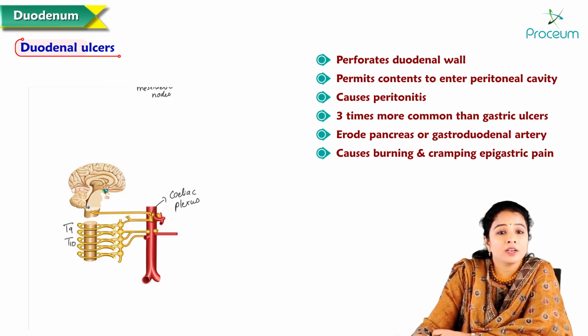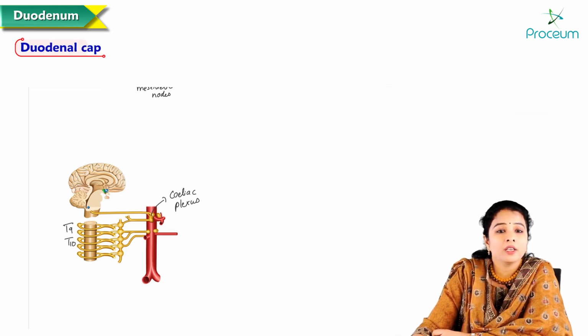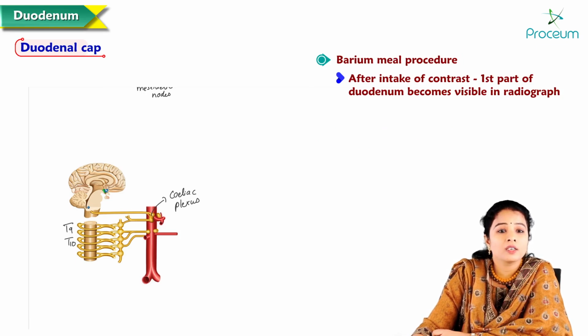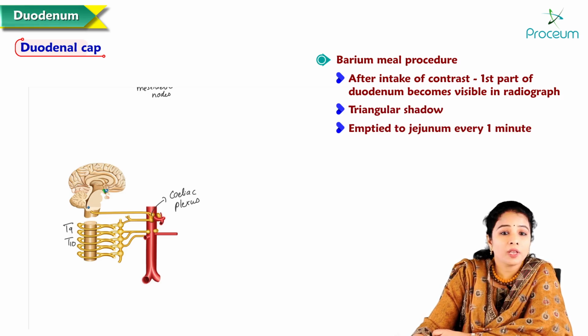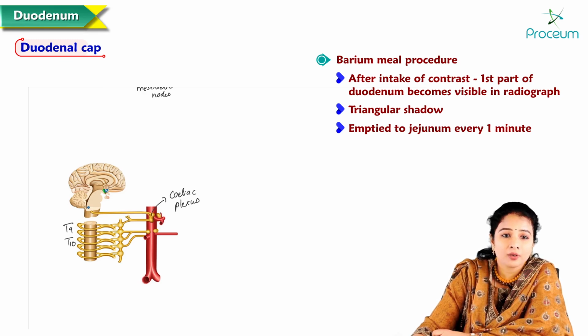Let us understand what is duodenal cap. In barium meal procedure, after intake of contrast, the first part of duodenum becomes visible in the radiograph as a triangular shadow called as duodenal cap, and is emptied to jejunum every 1 minute. So, duodenal cap is a characteristic feature which we observe in radiographs.